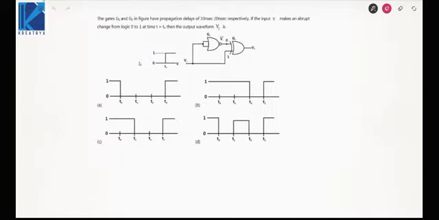Next problem. The gates G1 and G2 in the figure have propagation delay 10 nanosecond and 20 nanosecond. If input Vi makes an abrupt change from logic 0 to 1 at time t0, we need to find the output waveform of V0. Okay. Assume this variable as X and this is V0. So this delay is 10 nanosecond and this one is 20 nanosecond.